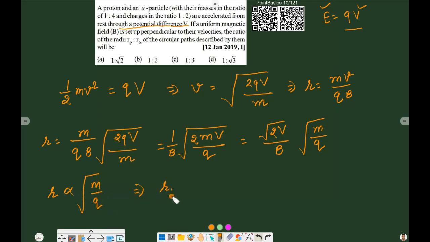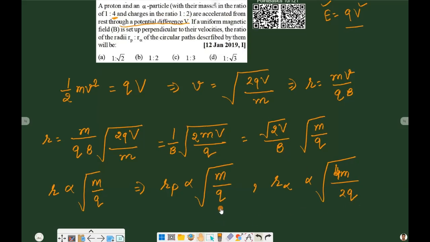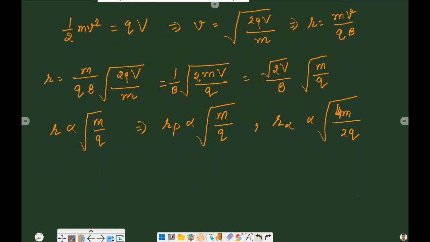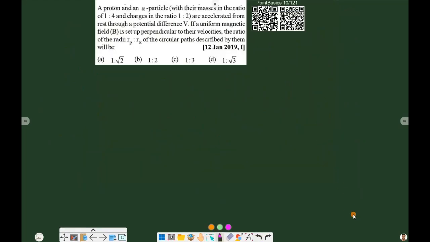So now the radius of proton will be proportional to root of its mass, suppose mass of proton is m and its charge is q, and the radius of alpha particle will be proportional to root of its mass, that is 4 times the mass, so 4m, divided by its charge, which is double, so 2q. So now let's divide them.